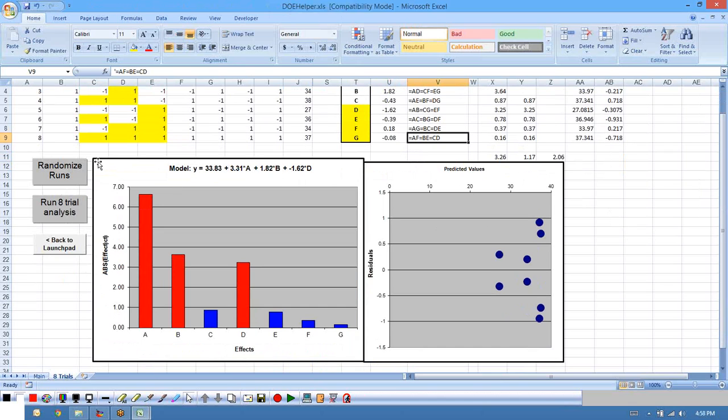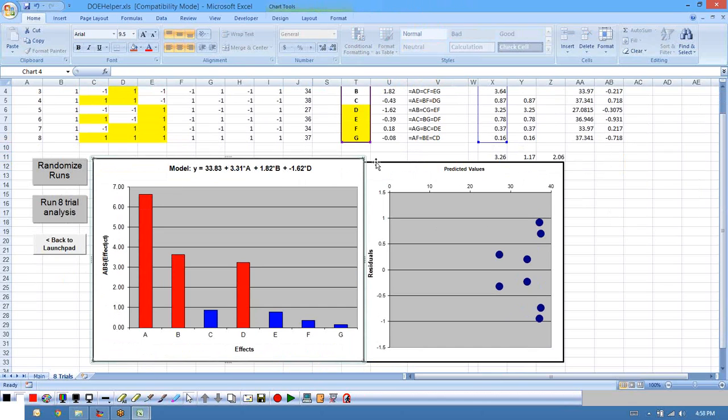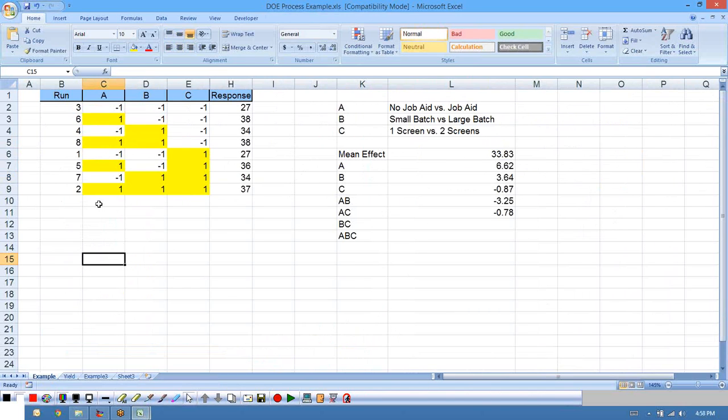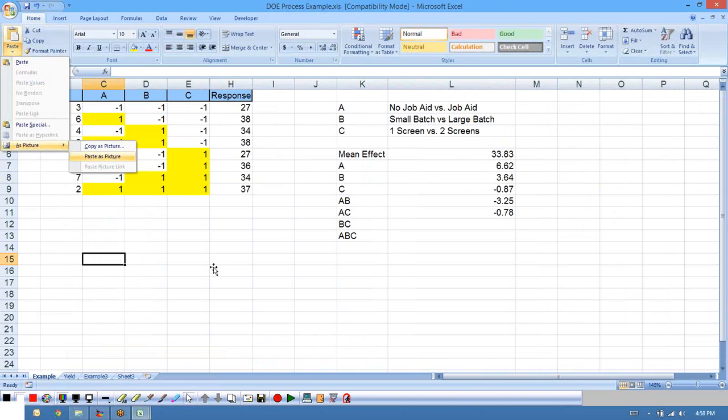Okay, so that's it. We could then copy this. There's some residuals analysis too. Do you see any patterns? I don't see any patterns. We could then copy this and paste it into our process example. I'm going to paste as a picture, all right?